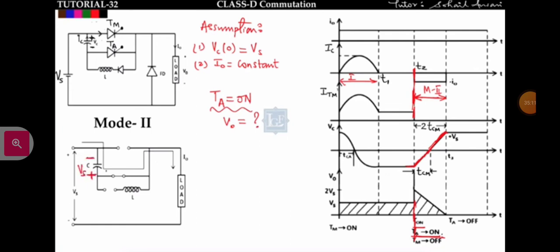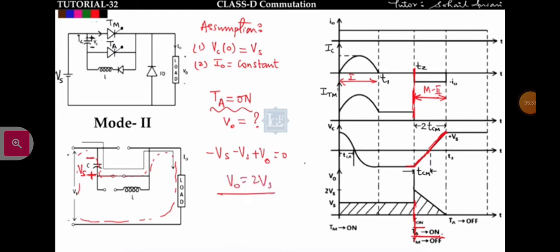Okay, and TA is on means it is connecting like this, and this is V0 and this is supply voltage, in this manner, because main thyristor will be off when TA will be on. So apply KVL, you will get minus Vs plus V naught is equal to 0. Voltage drop across capacitor will be minus Vs, so V naught will come out to be 2 Vs.